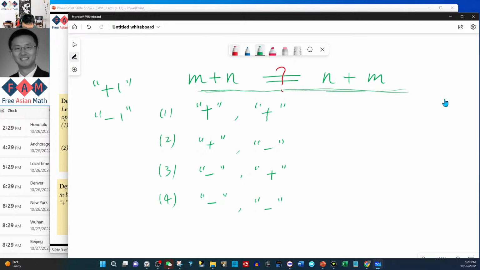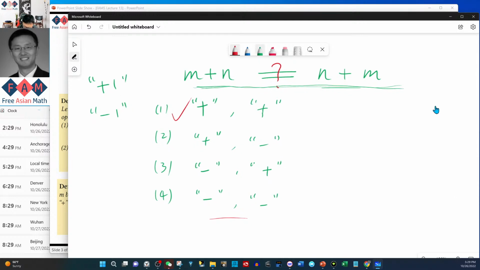So first case, check. This is good, because both m and n are already positive. This becomes the commutative law of the natural numbers, which is true. The last one turns out to be also quite easy to understand. If both are negative, what are we doing here? Always consider the number line, right? If both are negative, so m is somehow here. So m is negative 1. So this is negative m.